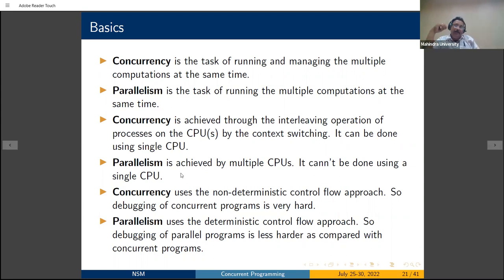Okay. Major difference is concurrency uses a non-deterministic control flow approach, and parallelism uses a deterministic control flow approach. That is why debugging of concurrent programs is very hard. Debugging of parallel programs is somewhat easy as compared with concurrent programs. This is the basic difference between concurrency and parallelism.